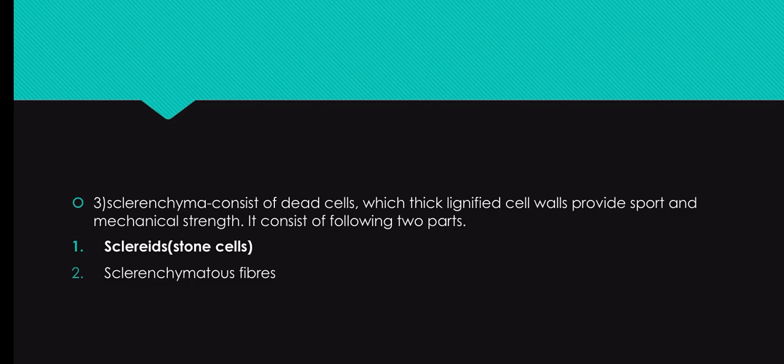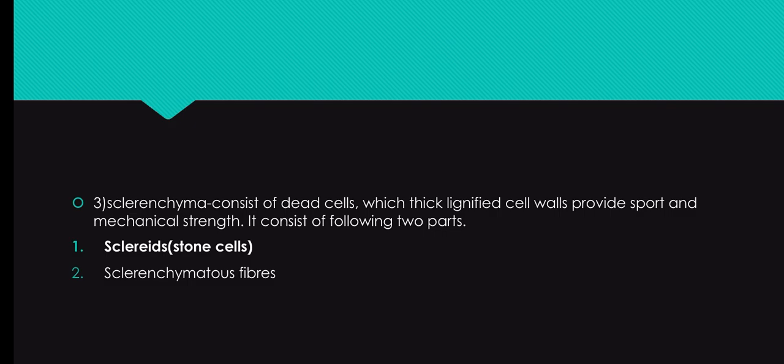Sclereids are stone cells, lignified, extremely thick walled, so that the lumen of the cell is almost obliterated and may be spherical, oval, cylindrical, T-shaped, even stellate. Found in hard part of plant, for example, endocarp of walnut and coconut. And sclerenchymatous fiber, they are long and tapering at end. The cells are lignified and dead, commonly found in pericycle of stem, forming a solid tissue protecting the vascular bundle of dicots.